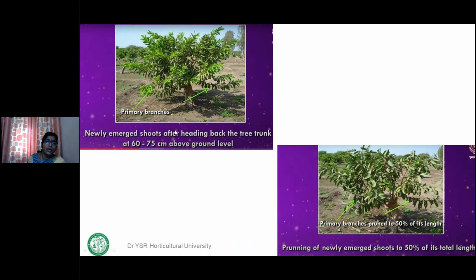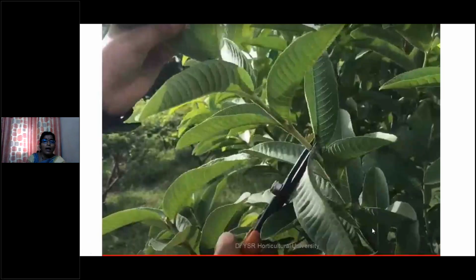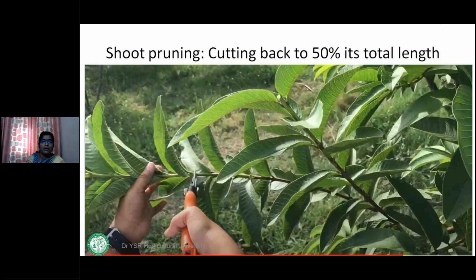Then you can see this picture also. This is before pruning of the primary branches, and this is after pruning of the primary branches. So 50% of its length has to be pruned. Then this is shoot pruning. After every year, you have to do the pruning. After harvesting of the fruit, you have to remove the 50% length of the shoot. So this has to be continued. So this is also, you can see here, cutting back of 50% of the shoot length.